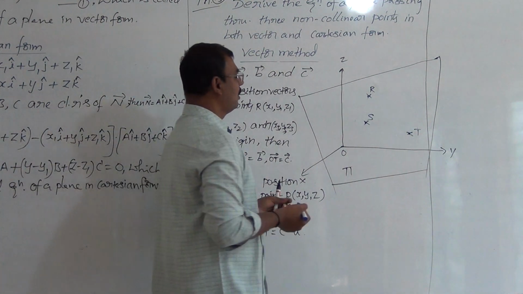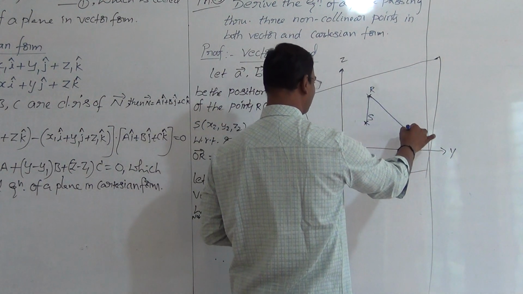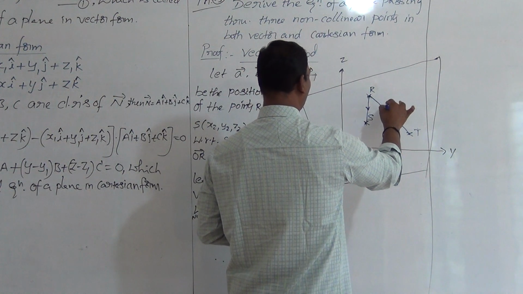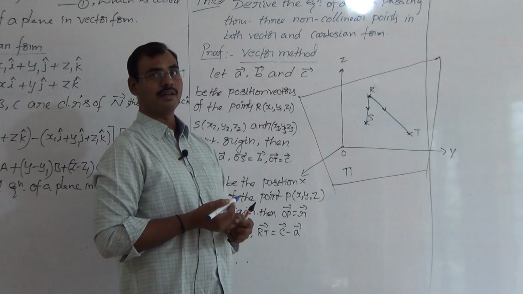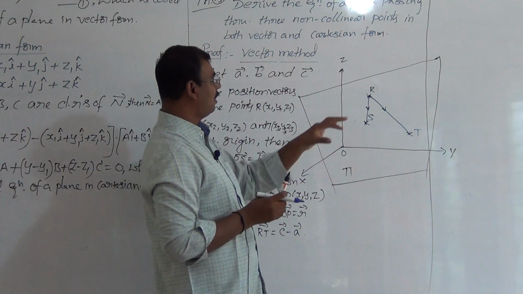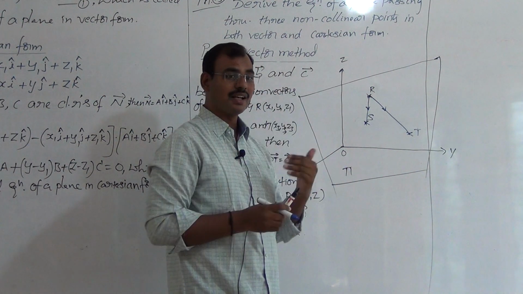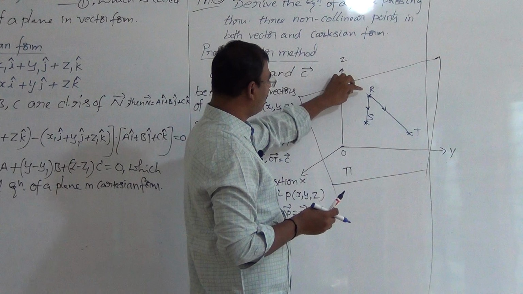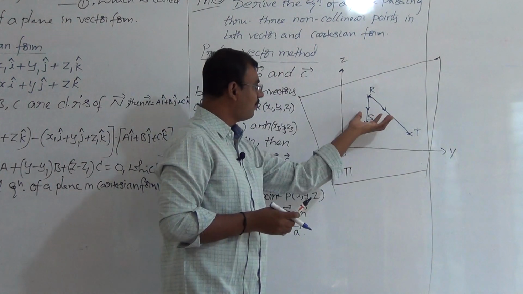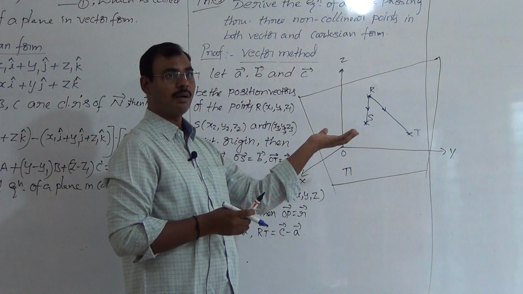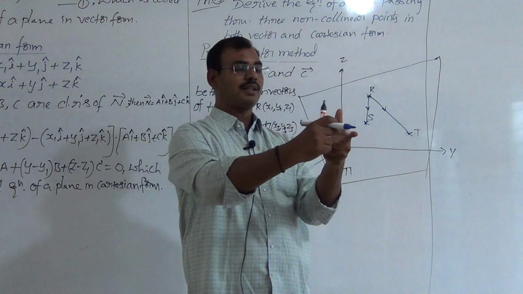Now join RS vector and RT vector. So what are we getting? We get 2 vectors, RS vector and RT vector. So what is the cross product of these 2 vectors? Where does it lie? The cross product of vectors RS and RT is always perpendicular to the plane, observing these 2 vectors.